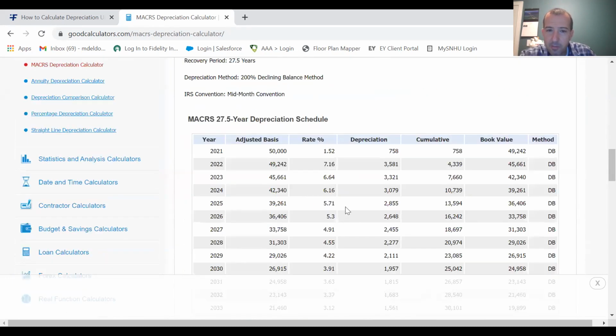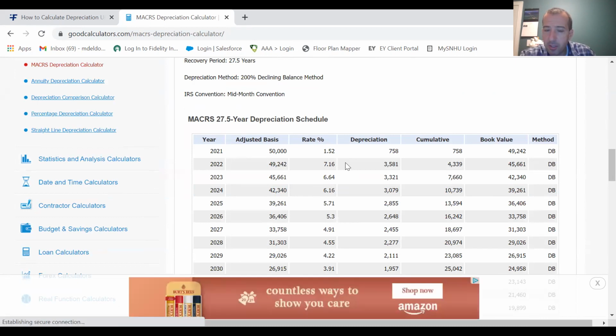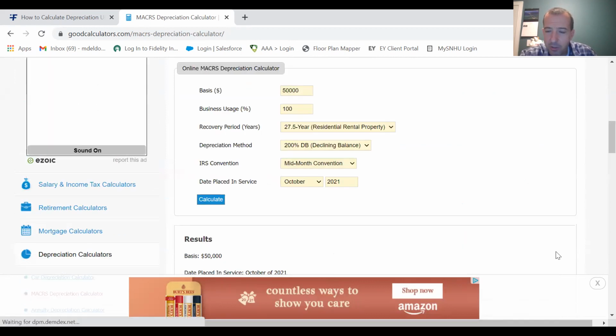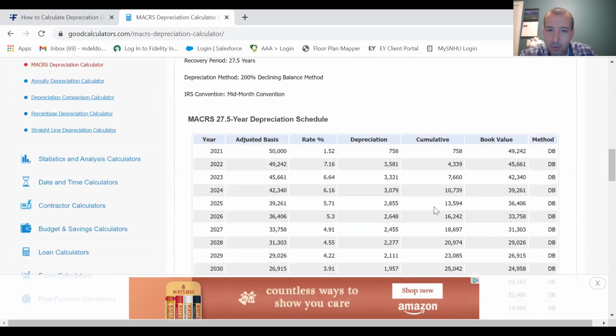And when we do, we get our amortization schedule, our depreciation schedule, right? Here we place the asset in service in October. So with the mid-month, we would start depreciating on October 15th. And you'll notice we get the rates right from the table. So we get the cost basis multiplied by the rate. That's the depreciation. And because it's an accelerated method, we use the same formula. It's the adjusted basis minus the cumulative in each year multiplied by the rate.